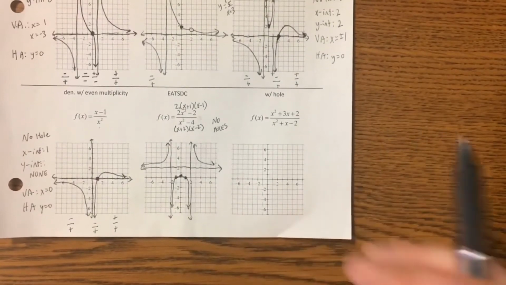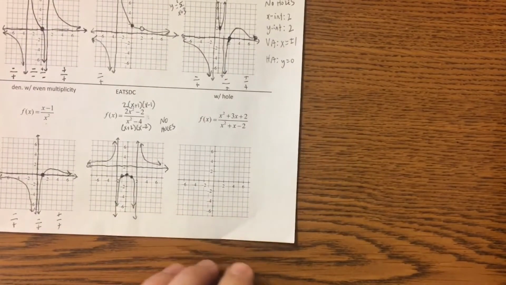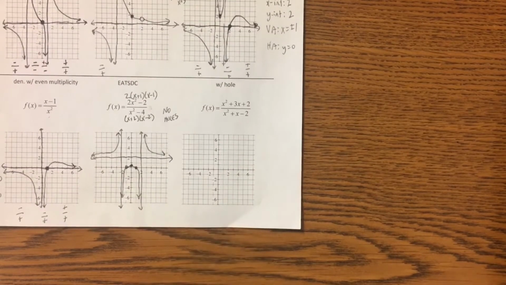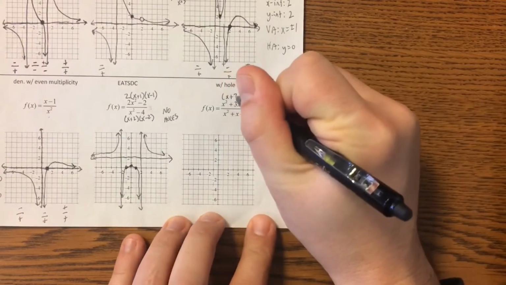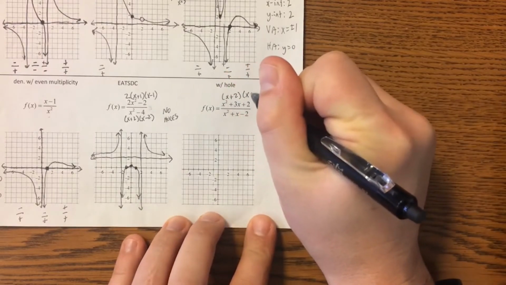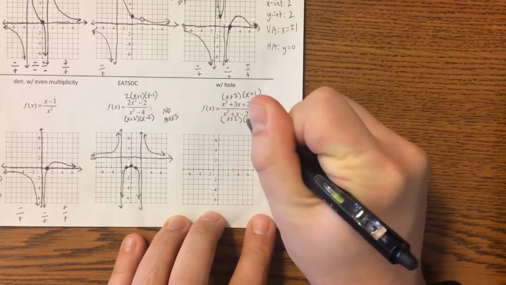For this next one, neither one of the numerator or the denominator is in factored form, so that's really where we want to start here. The numerator is going to factor to be x plus 2 times x plus 1, and the denominator will be x plus 2 times x minus 1.